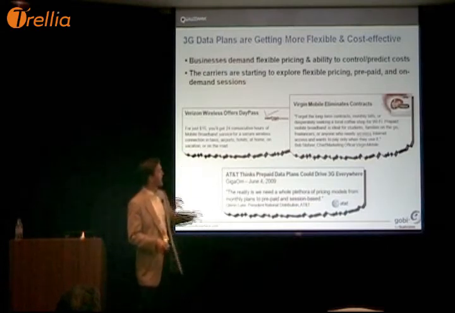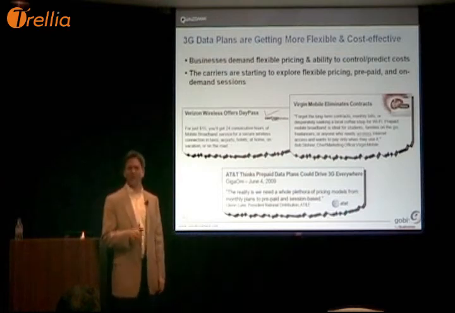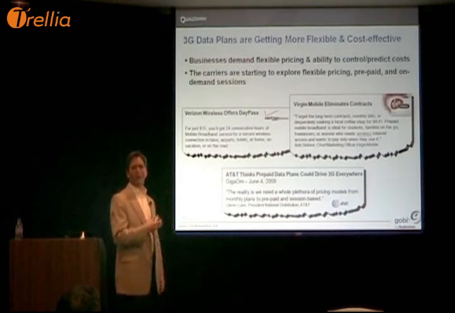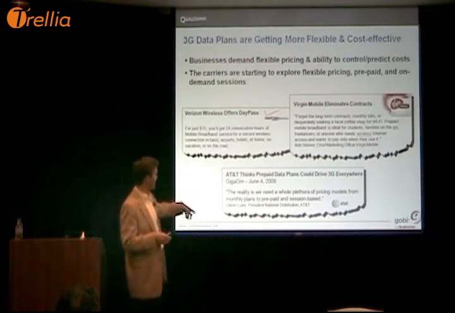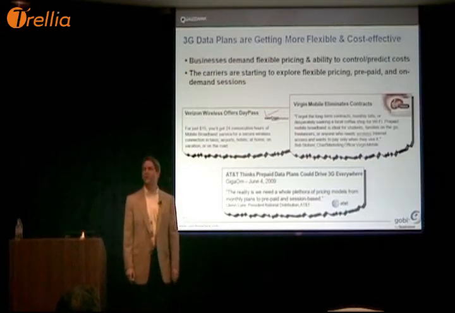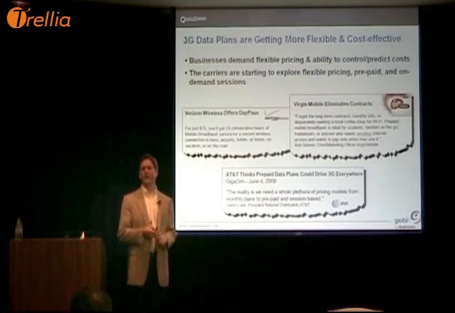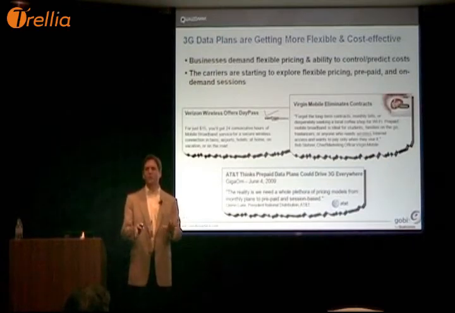So Virgin Mobile came out and they talked about this idea of, well, forget the long-term contracts. Why can't we get it now and not have to worry about a 2-year contract? Verizon's Day Pass, and AT&T came out and said the reality is we need a whole plethora of pricing models, from sessions, pooled data, etc. Now, what does this mean for the enterprise?